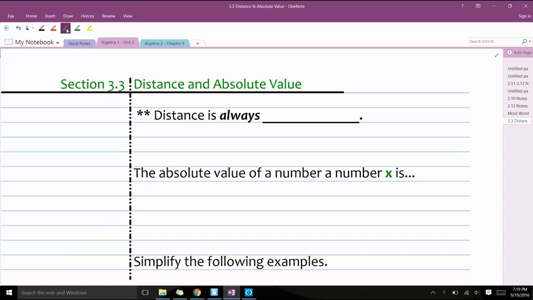So, fill in the blank here. You've got three options. Distance is always positive, negative, or zero. What do you think? Well, it's always positive.